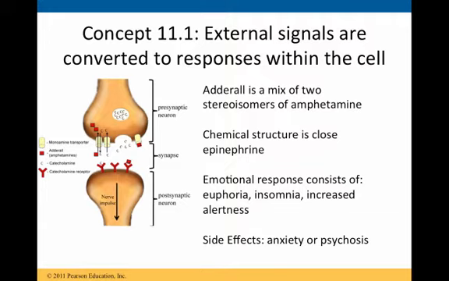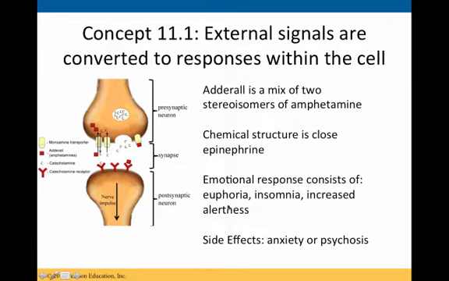This is an example of how Adderall, a common medication used to treat hyperactive disorder, ADHD, it's often what we call it. Adderall is a mix of two stereoisomers of amphetamine. So the term stereoisomers should be really familiar to you. The chemical structure of Adderall is close to epinephrine, and I just showed you in the previous image how epinephrine works in the fight or flight response.